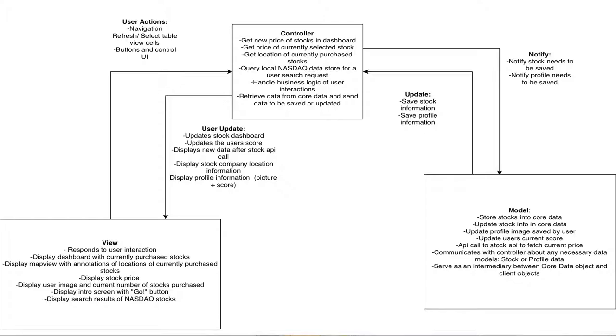And to expand upon that, that's what I was talking about in the last slide about not having to ever reference our stocks object from Core Data, and really being able to abstract that away from the app and not have to deal with that. All right, so we have our model updating the controller by saving stock information and then saving profile information. And then we have our controller notifying the model that stocks need to be saved and then that the profile needs to be saved, which would be the image or something like that.